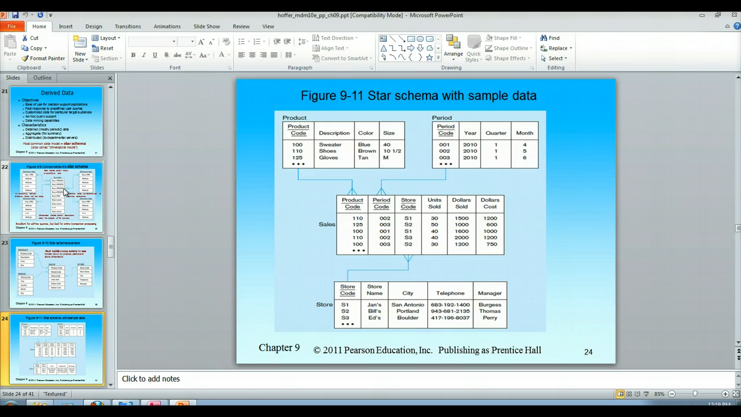So for instance, we've got our fact table, which is sales. All right, so now we're trying to keep track of sales. Each sale is associated with a product, with a store, and with a period. How many units are sold, the dollars that are sold, and the dollars associated with the cost, and then we can calculate out the profit.